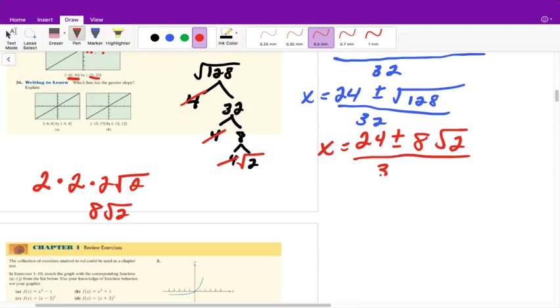So now we look and see, are there any common denominator or common multiples that we can divide out of these three numbers? And yes, 8 goes into all of them. So I can divide all of these by 8. So our final answer is x is equal to 3 plus or minus the square root of 2 over top of 4.